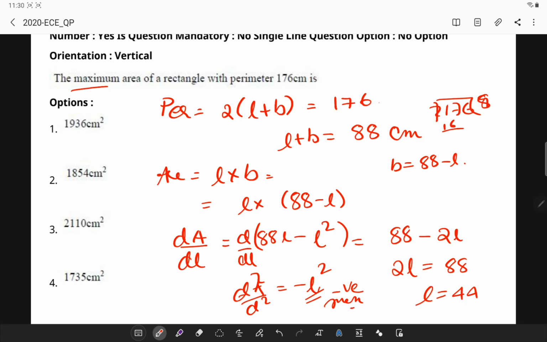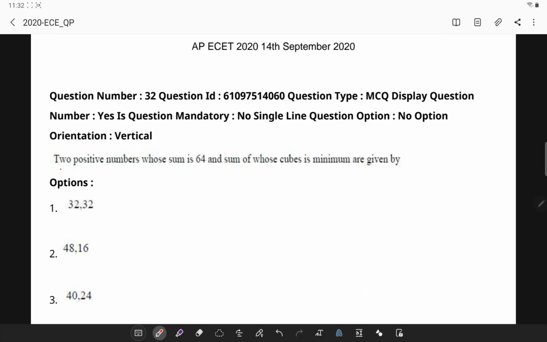So now I am supposed to calculate the area, which is length into breadth, which is nothing but 44 square. The value of 44 square is 1936. So in this case, the question is also related to maxima and minima. We have two positive numbers whose sum is 64, and the sum of whose cubes is minimum is the catchword here.